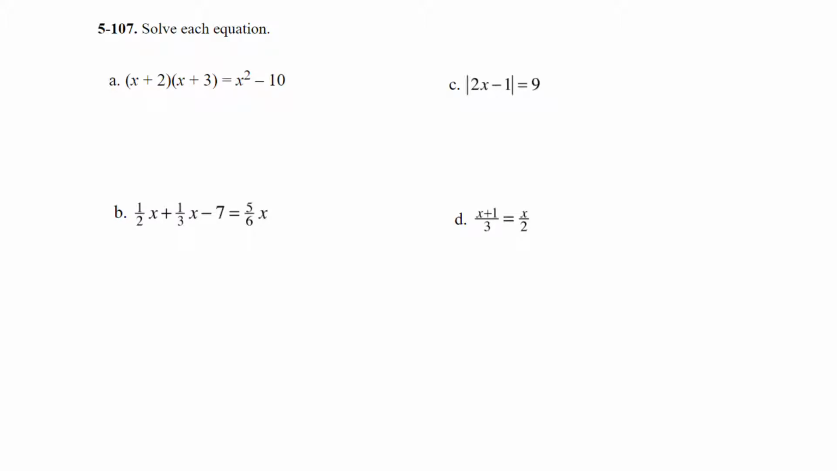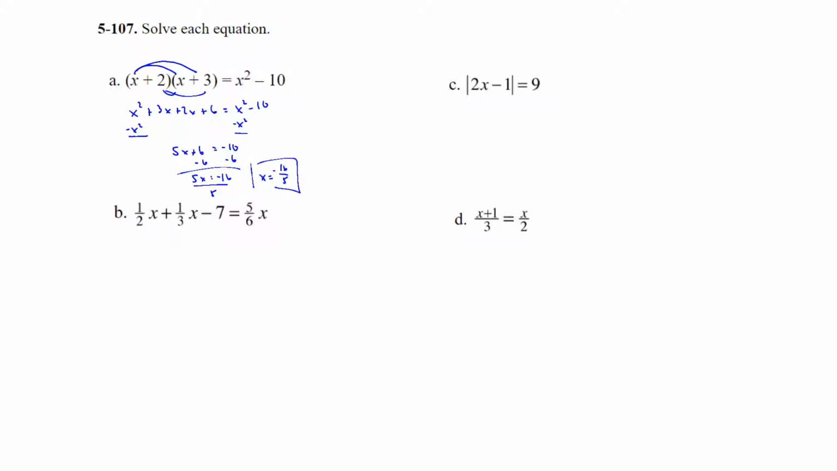Question 107, solve each equation. First part, we have a potential to set up a generic rectangle or use the distributive property: x squared plus 3x plus 2x plus 6 is equal to x squared minus 10. So we can subtract our x squareds and those will cancel. That'll leave us with 5x plus 6 is equal to negative 10. Subtract 6. 5x is equal to negative 16. Divide by 5. x is equal to negative 16 fifths.